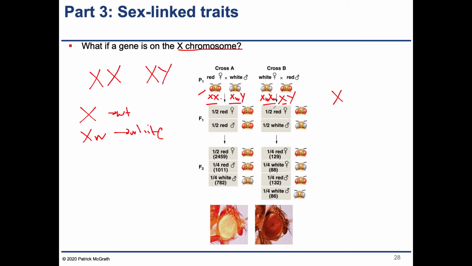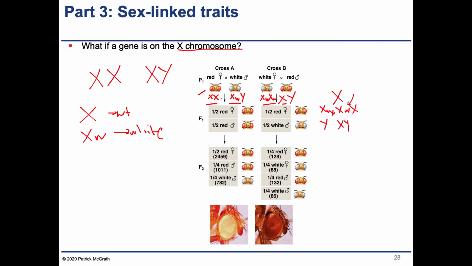gamete. It can only produce the X. The male can produce this or this. Because the sex chromosomes pair during meiosis, they can do either the X chromosome or the Y chromosome. And so the result of this cross is either this or this.